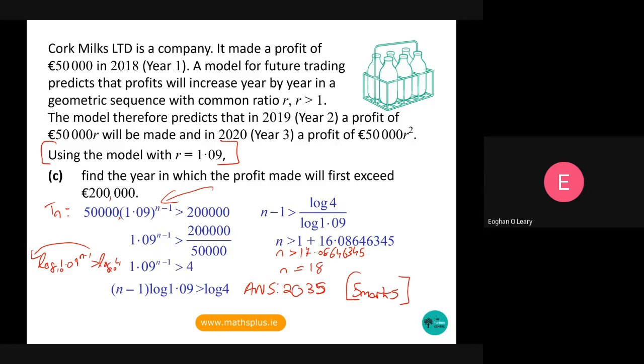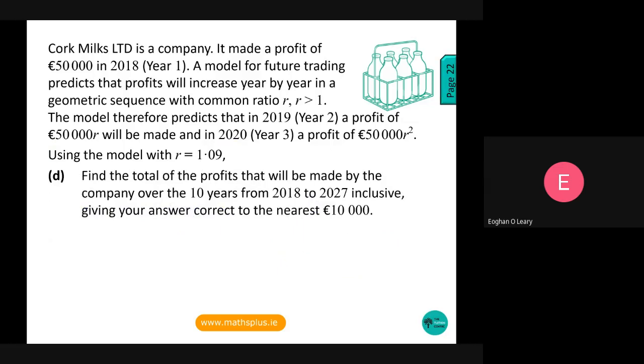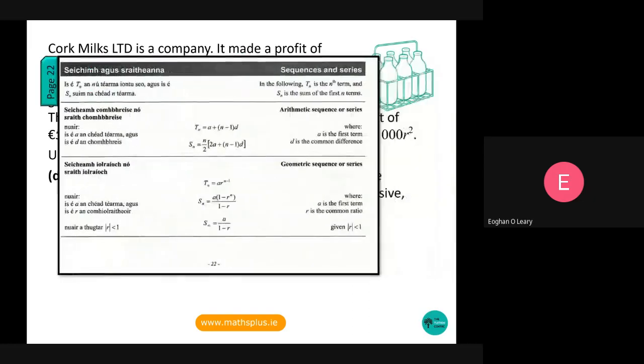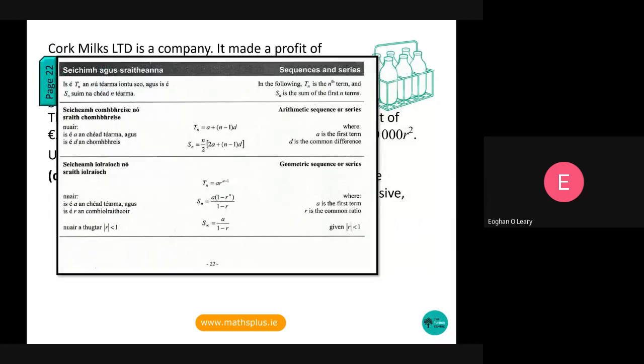So that is part C, and we're moving on now to part D. Find the total of the profits that will be made by the company from the 10 years 2018 to 27 inclusive, and give your answer correct to the nearest 10,000 euro. I can imagine a scenario where a student does this just using common sense maths. However, it is a geometric series, so on page 22 of our table book, we could use our Sn formula for the geometric series.